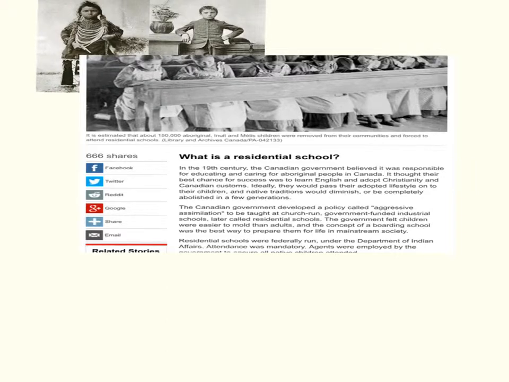So when we look at things like what is a residential school, things like assimilation, did we see evidence that there was assimilation in this image, from something more traditional to something European and Canadian? The fact that the government felt children were easier to mold than adults. This is a child and not an adult, so we can see that the government did target children, and then prepare them for mainstream society. By mainstream society, in this image, it meant a Canadian-European mainstream society.